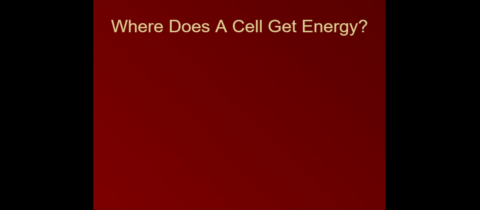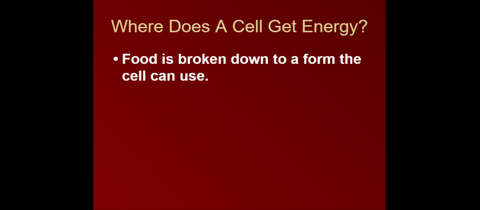So where do cells get their energy from? Food is broken down to a form the cell can use. This food is just the food we eat as humans, or any other organism would eat their food. The food that they eat contains energy, and that energy can be converted into ATP. For example, if we eat an apple, we're getting the glucose from the apple, and that glucose will then carry on down a process in order for it to produce ATP that the cell can use.